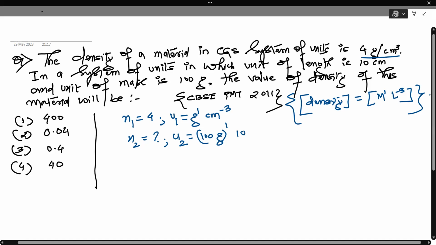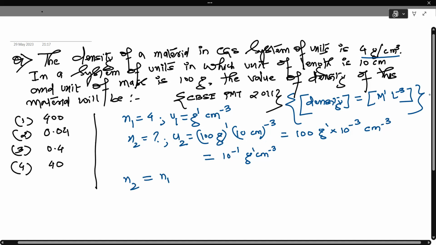So what will we do? We will take 10 centimeter to the power -3, right? Automatically, what does it give us? It gives us 100 gram multiplied by 10 to the power -3 per centimeter cube. What does this mean? 100 means 10 to the power 2. This is 10 to the power -3, so that will give us 10 to the power -1 gram per centimeter cube.